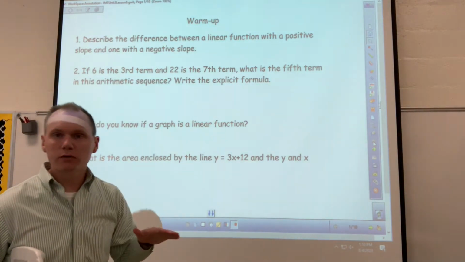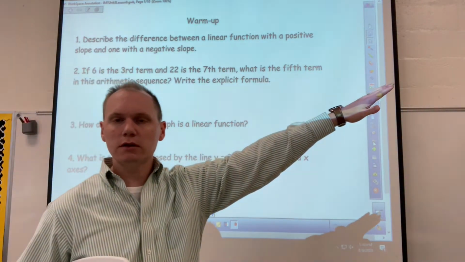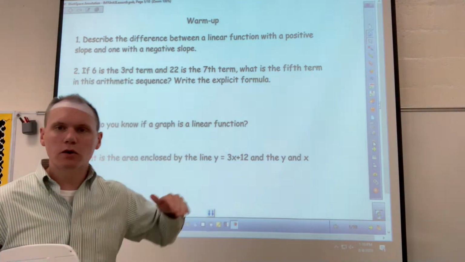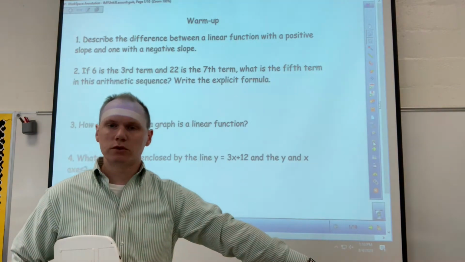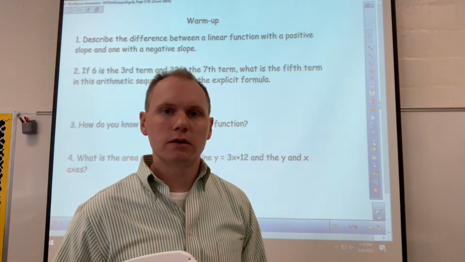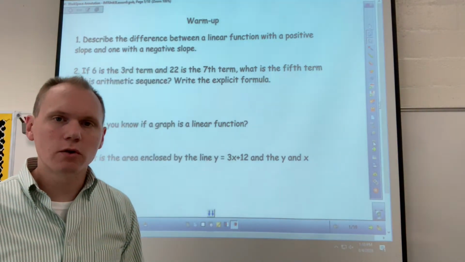slope. Positive slope is you're increasing as we go to the right, so as x increases, the y increases. Whereas a negative slope decreases as we go to the right. So as x increases, y decreases. And so that's the main difference there between a positive and a negative slope.